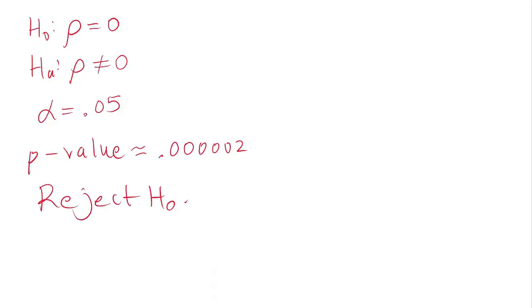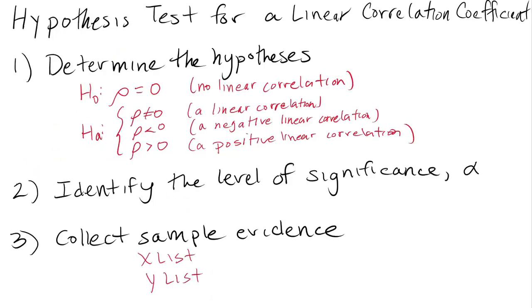And remember that the null hypothesis was the claim that there's no linear correlation. We are rejecting that claim. We're saying that the claim that there's no linear correlation between these two variables is false. If the claim that there's no linear correlation is false, then the claim that there is a linear correlation must be true, and that's what we're going to conclude.